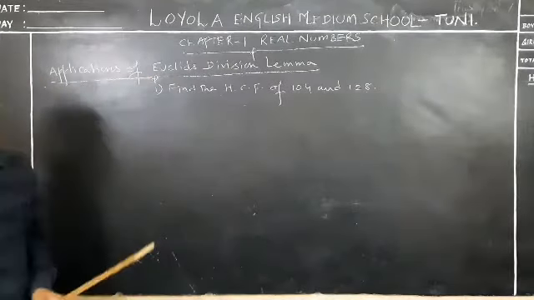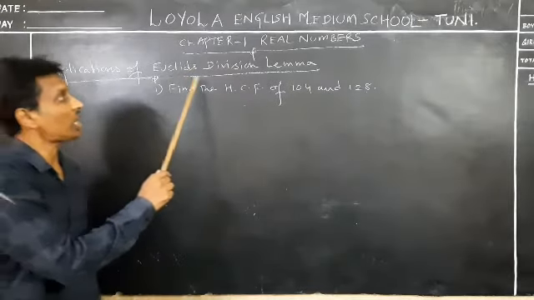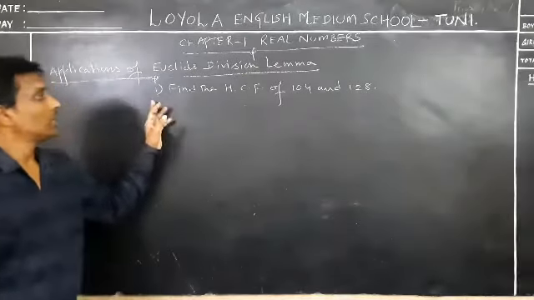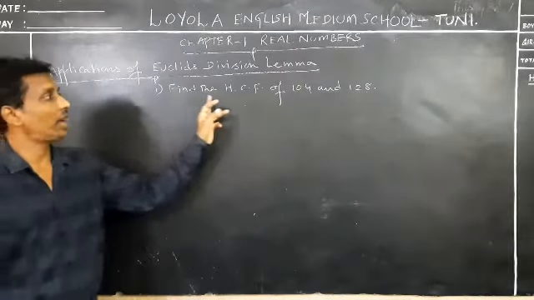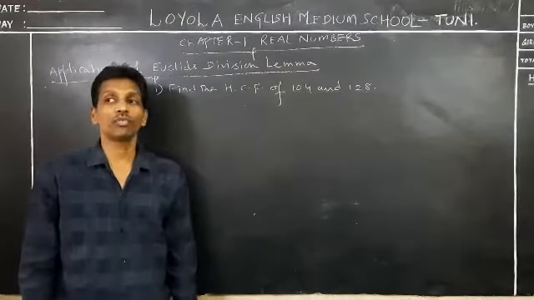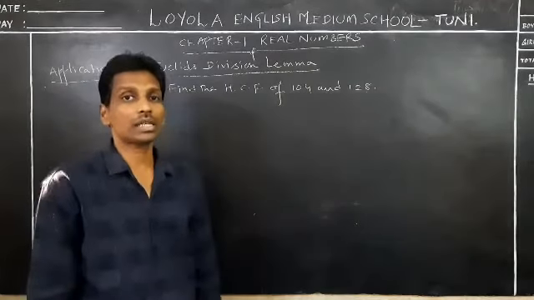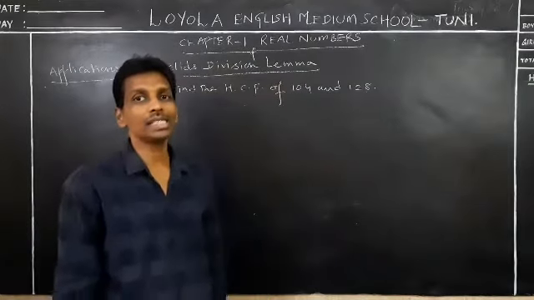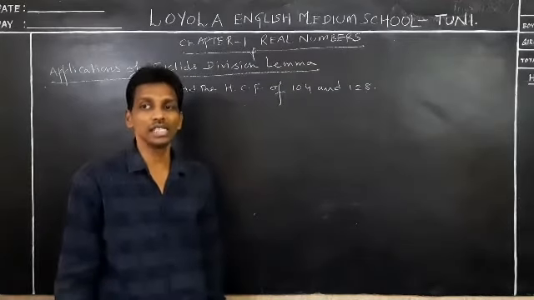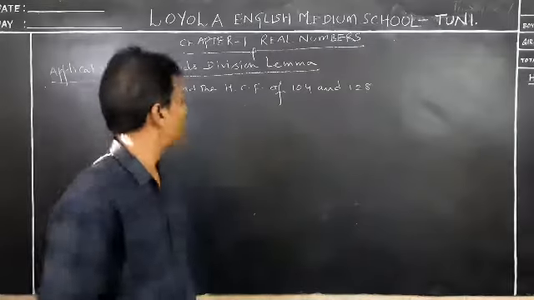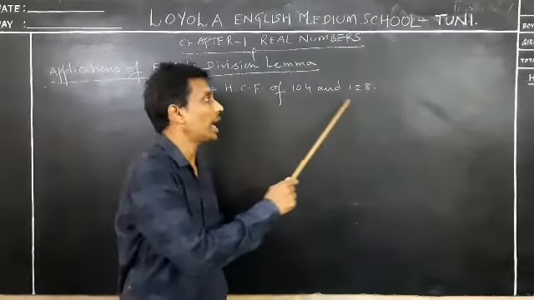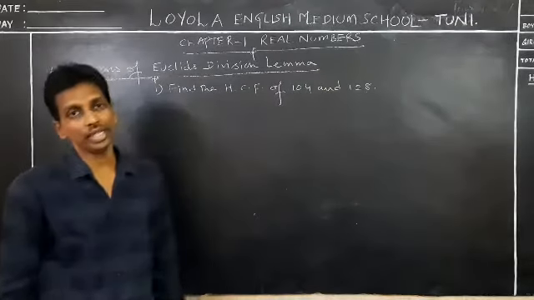Okay, let us focus on applications of Euclid's division lemma. Let us say the first question, find the HCF. The full form of HCF is highest common factor, or else there is another particular word, greatest common divisor, what we call GCD in our previous classes. Find the HCF of 104 and 120.